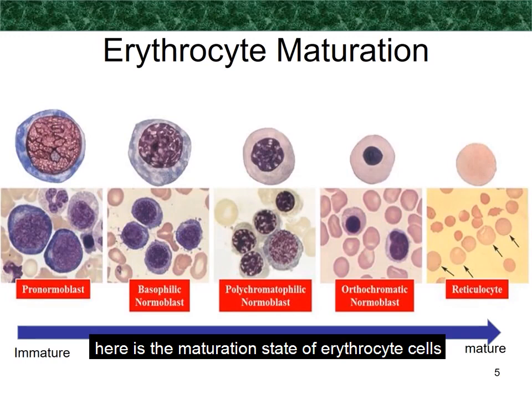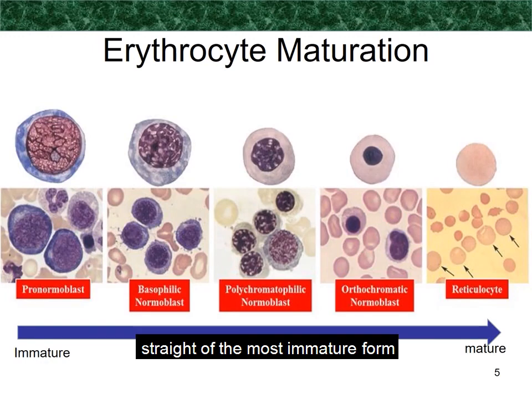Here are the maturation stages of an erythroid cell. Starting from the most immature form, which is the pronormoblast, then the basophilic normoblast. After that, the polychromatophilic normoblast, then the orthochromic normoblast, and last but not least, the reticulocyte.